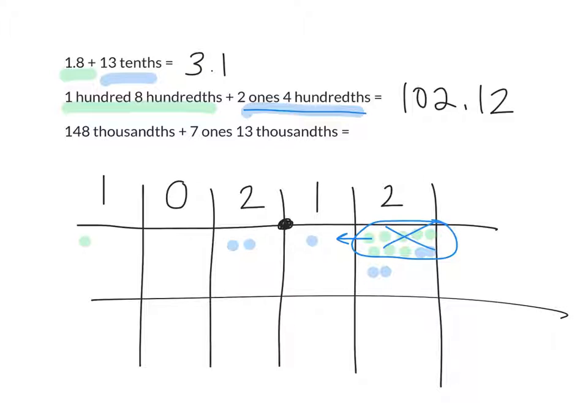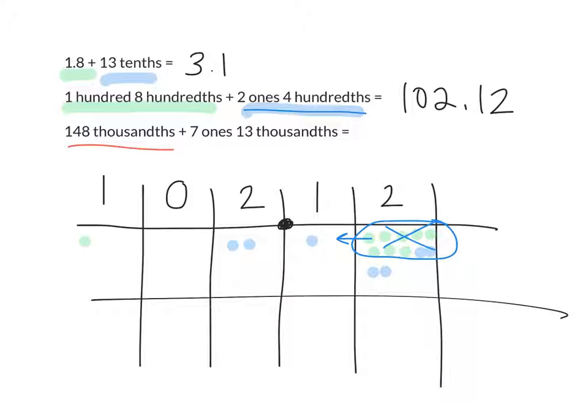For the next one, we have 148 thousandths. So, should I draw 1, 2, 3, 4, 5, 6, 7, 8, 9, 10, and so on up to 20, like that, until I get to 148 thousandths? No, that would not be smart. We can use what we know about place value to help us. We know that 100 thousandths is going to be 1 tenth. Do you guys see that?